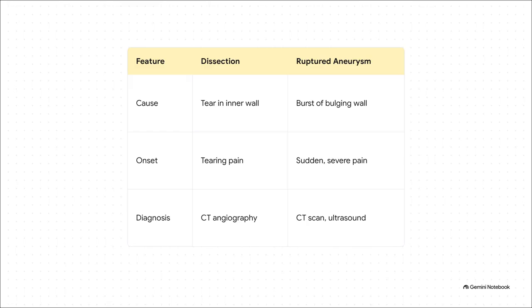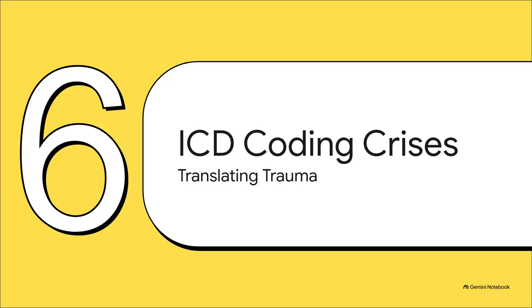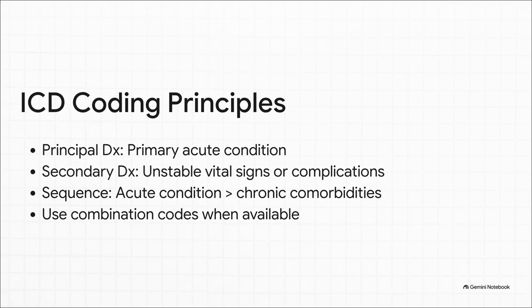is completely distinct. Section 6, ICD coding for cardiac crises, translating trauma to code. So how exactly do we translate this intense physical trauma into administrative data? Let's review the core ICD-10-CM coding principles. First, the principal diagnosis must be the primary acute life-threatening condition, the main reason for the encounter. Unstable vitals, like those severe arrhythmias we just discussed, are secondary diagnoses. A major rule to remember, code cardiac arrest, the I-46 category, as secondary to the underlying acute trigger, like a myocardial infarction or severe trauma, unless the underlying cause is totally unknown.